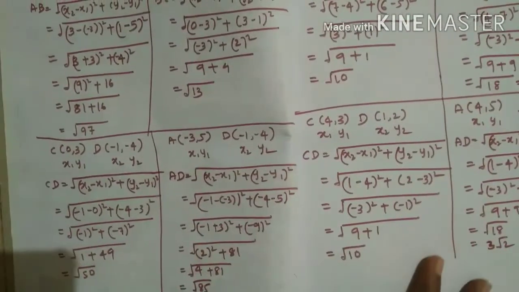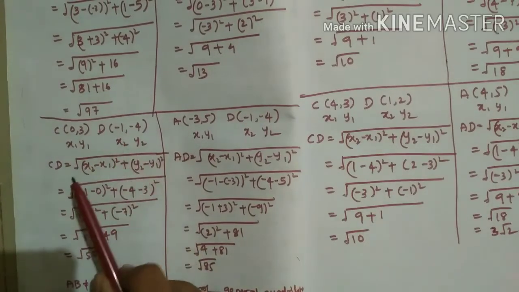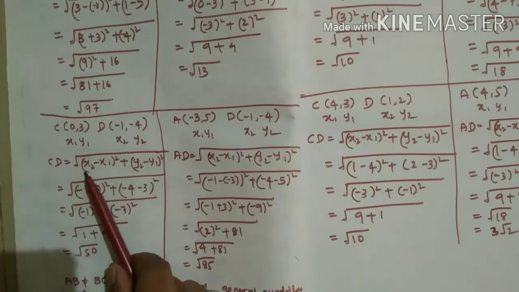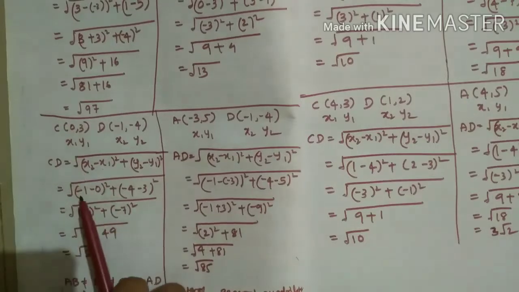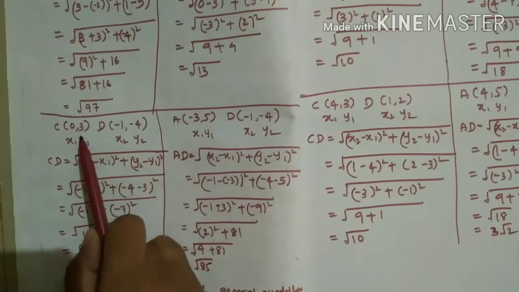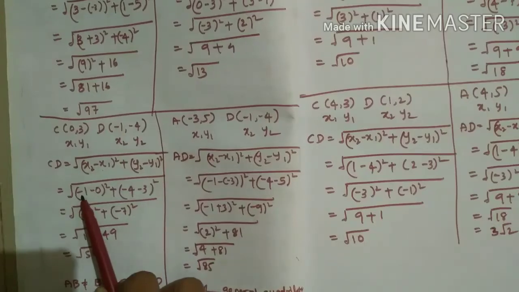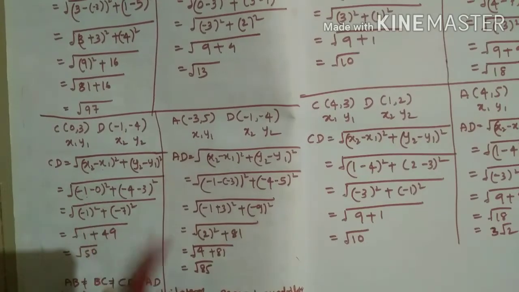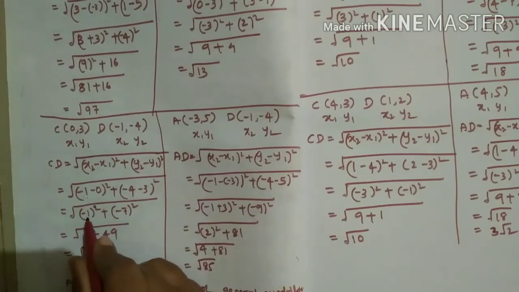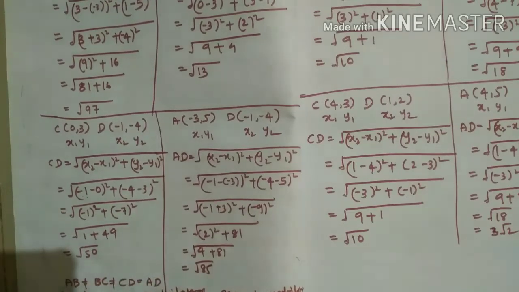Then CD we will find out. CD, C I have taken as x1 y1, D I have taken as x2 y2, x2 minus x1 whole square plus y2 minus y1 whole square. Just see, x2 is minus 1, x1 is 0. Minus 1 minus 0 is minus 1 square. Then y2 is minus 4 and y1 is 3, minus is there in the formula, so minus 4 minus 3 is minus 7 square. So minus 1 square is 1 plus minus 7 square is 49. 1 plus 49 is square root of 50.